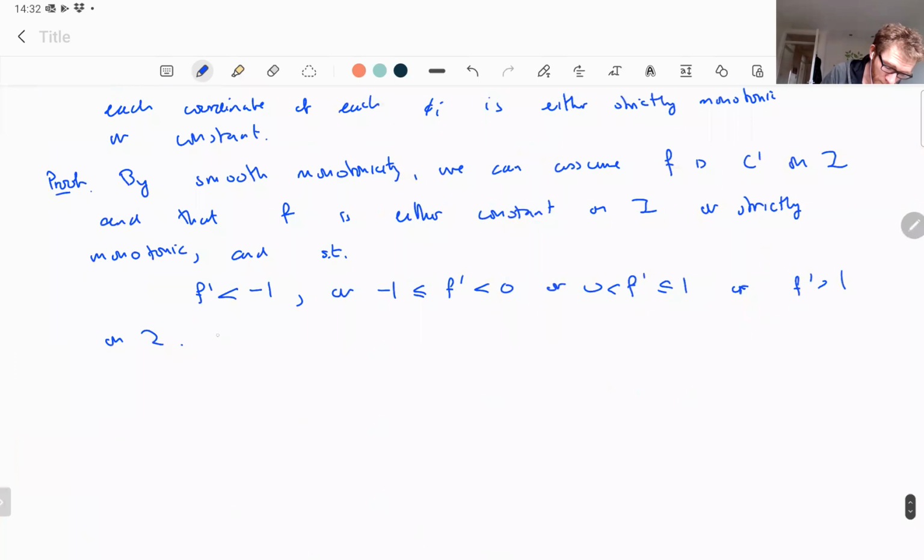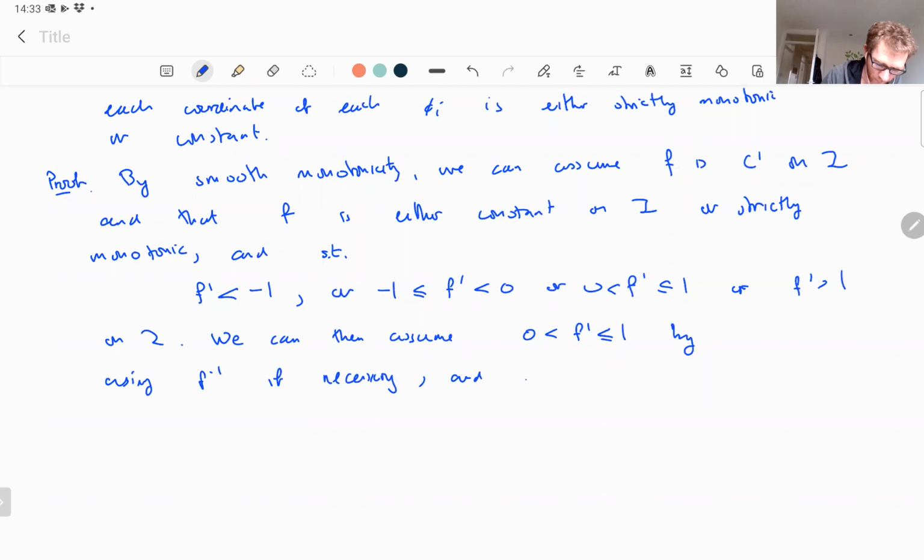So we can then assume this holds by using f inverse if necessary, and perhaps reversing the orientation of I. So f inverse in place of f. Okay, so then I've got a function whose first derivative is bounded by one.